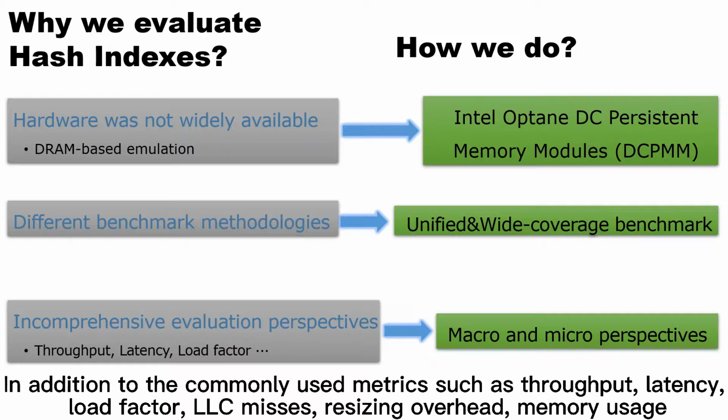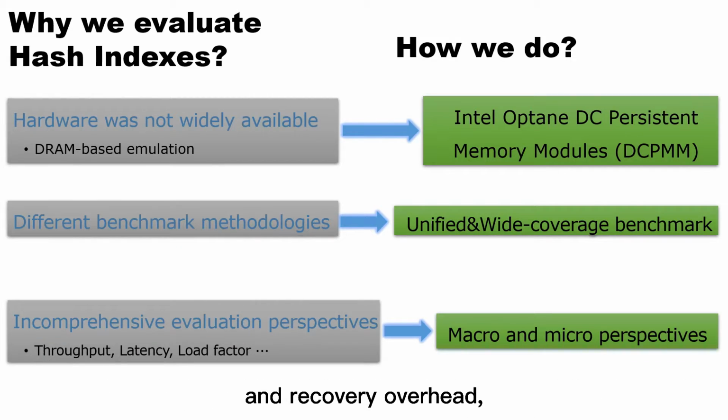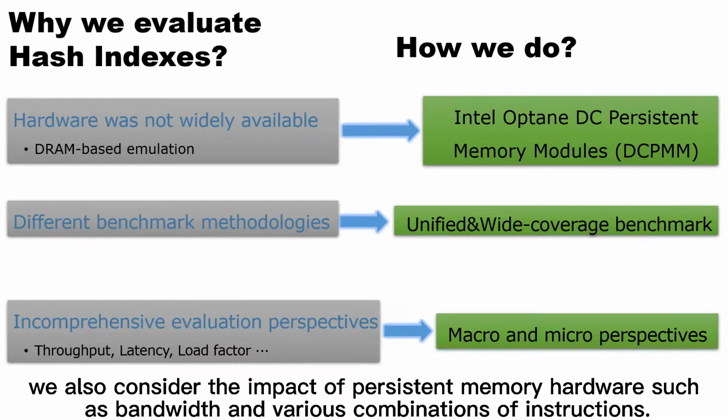In addition to commonly used metrics such as throughput, latency, load factor, LLC misses, resizing overhead, memory usage, and recovery overhead, we also consider the impact of persistent memory hardware such as bandwidth and various combinations of instructions.